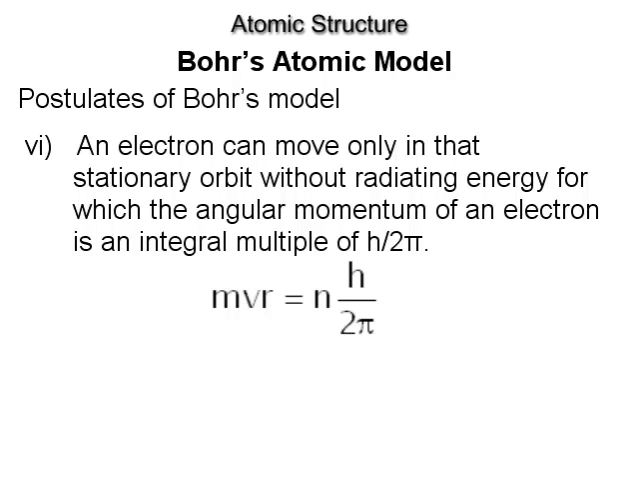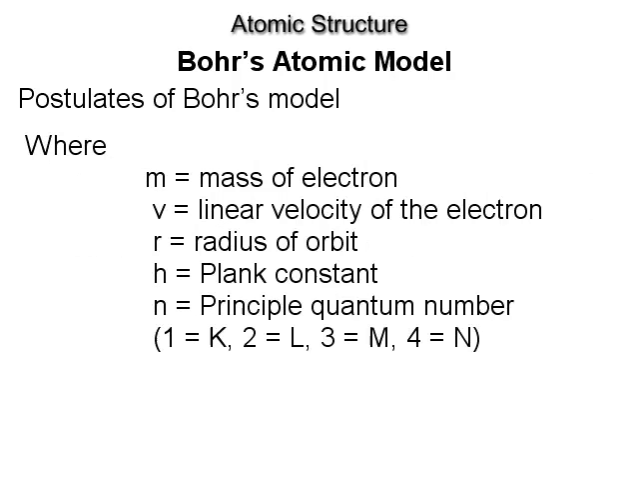mvr = nh/2π, where m is the mass of the electron, v is the linear velocity of the electron, r is the radius of the orbit, h is the Planck constant, and n is the principal quantum number. 1 is K, 2 is L, 3 is M, 4 is N.